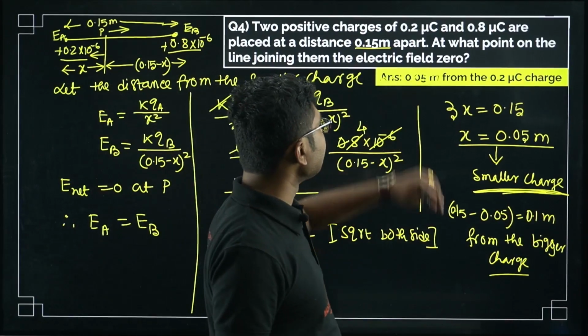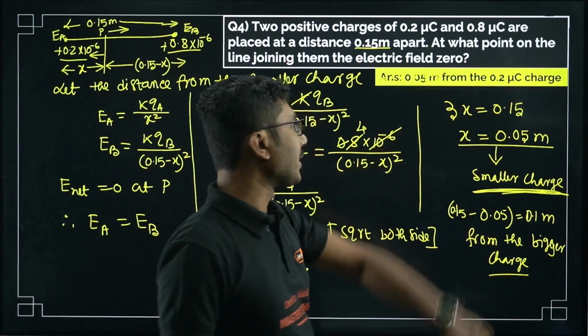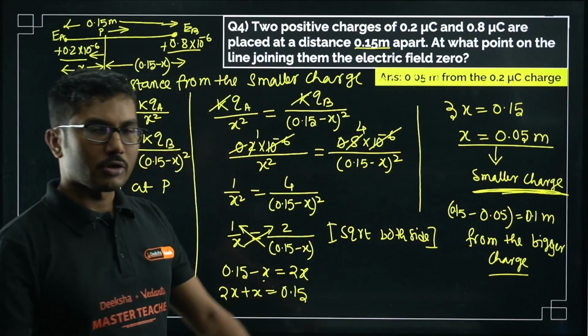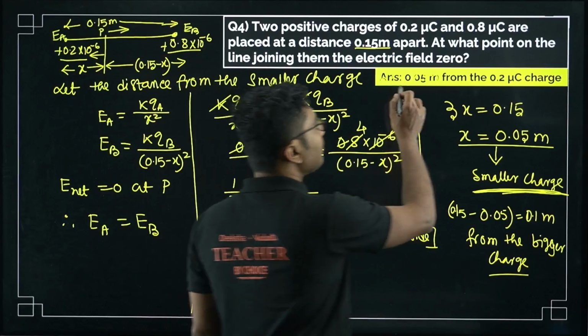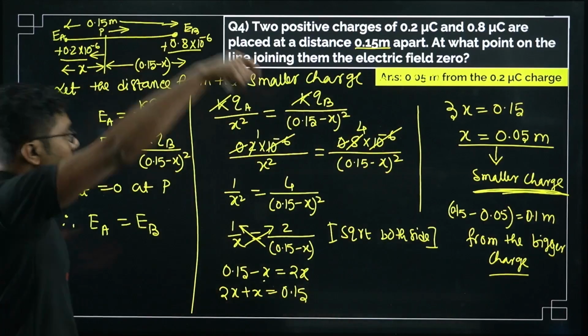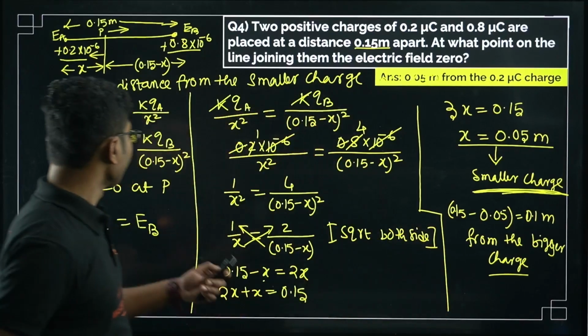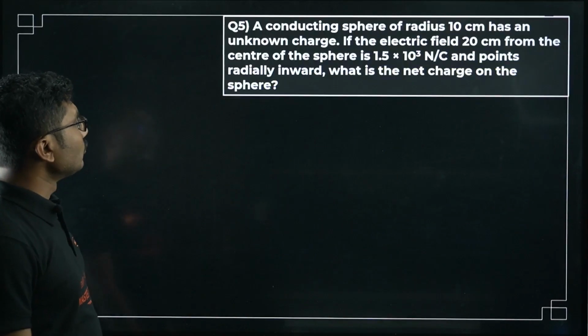So here the answer is 0.05 meter from the 0.2 microcoulomb charge, or you can mention from the smaller charge as well. So this is very important to mention from which charge you are measuring the distance, because distances will be different for two different charges. Okay, easy question, solvable question. Let's move on to the next question.